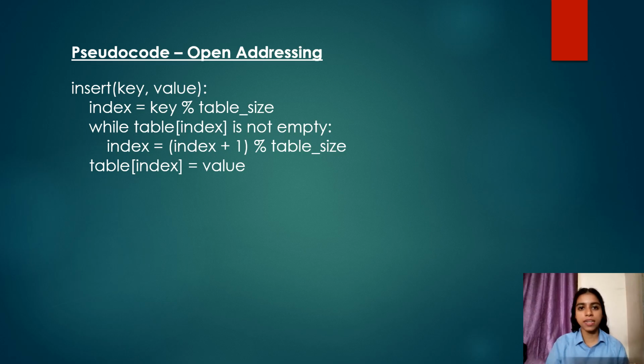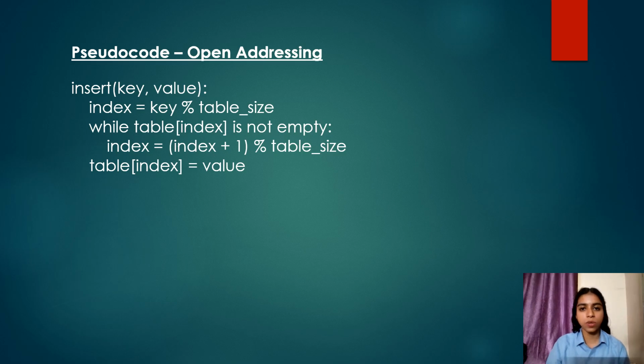Now let us understand the pseudocode for open addressing using linear probing. First, we take the key and the value to be inserted into the hash table. We calculate the hash index using the formula index equals key modulus table size. Next, we check whether the calculated index is empty.